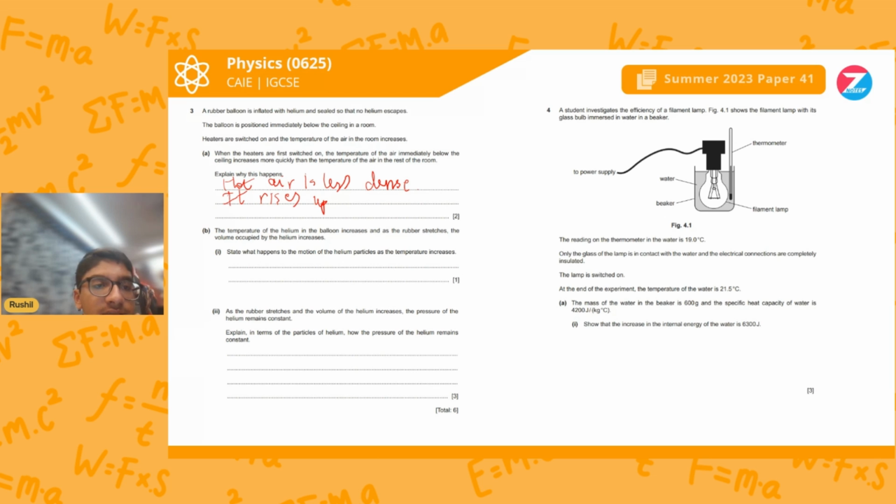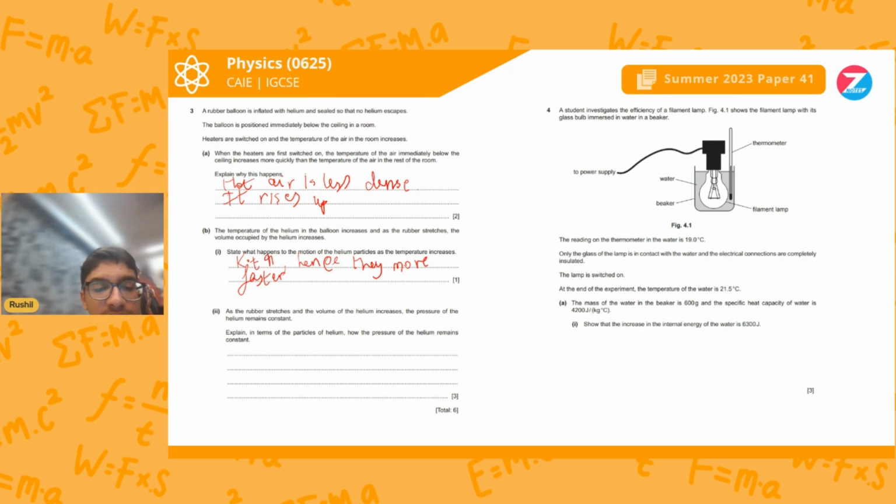Now, the next part says that the temperature of the helium in the balloon increases as the rubber stretches, and the volume occupied by the helium increases. State what happens to the motion of the helium particles as temperature increases. Now, we know that as temperature increases, the kinetic energy of particles increases because temperature and kinetic energy are directly proportional. So as the kinetic energy increases, their mass remains constant. Kinetic energy is half mv squared. So as a result, their speed increases. Hence, they move faster.